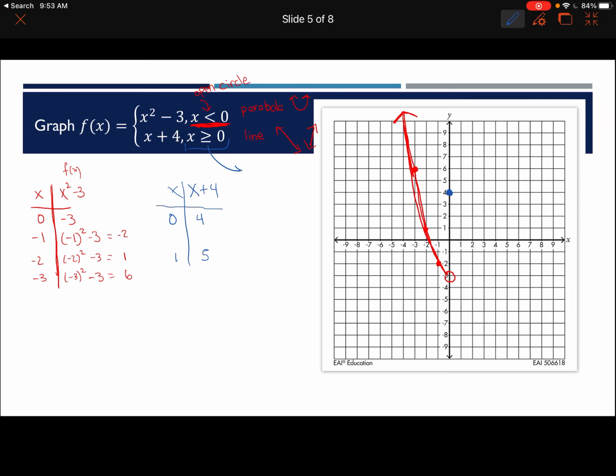And the equal bar is going to mean a filled in circle. So we get the filled in circle at 0, 4. And then we're going to graph the point 1, 5. So again, you only need 2 points to make a line.